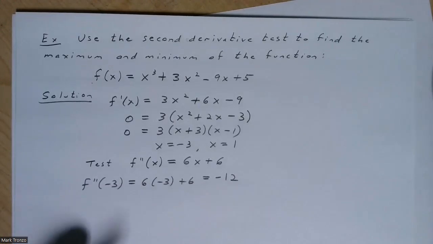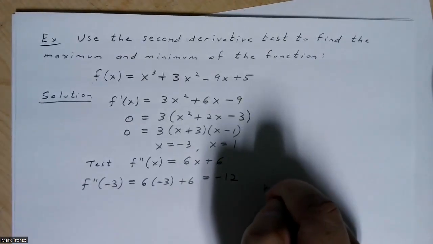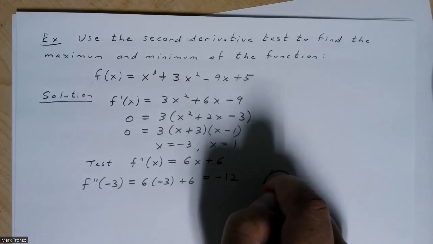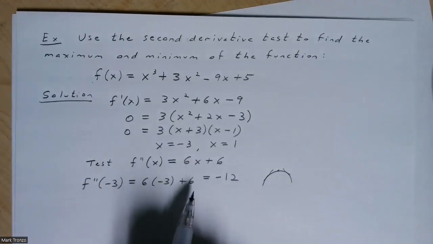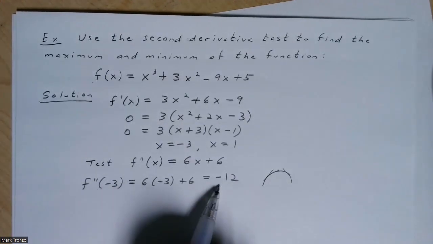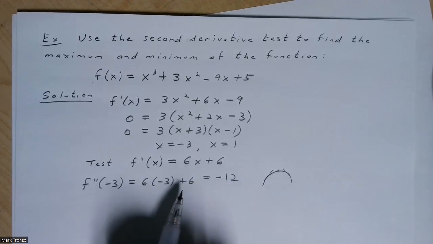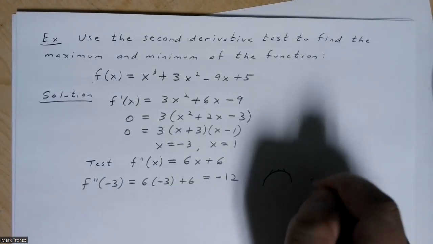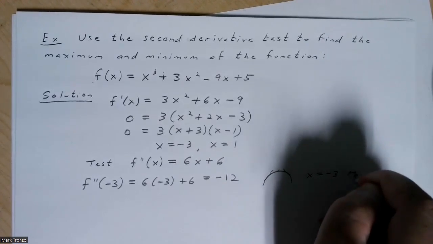So that means minus 3 has to be a maximum, because you remember the second derivative tells you how the slope is changing at the given point. So at minus 3, the slope must be changing in the negative way. So it's going from a positive slope to a negative slope. So therefore, this point is a max. So x equals minus 3 gives you a maximum.